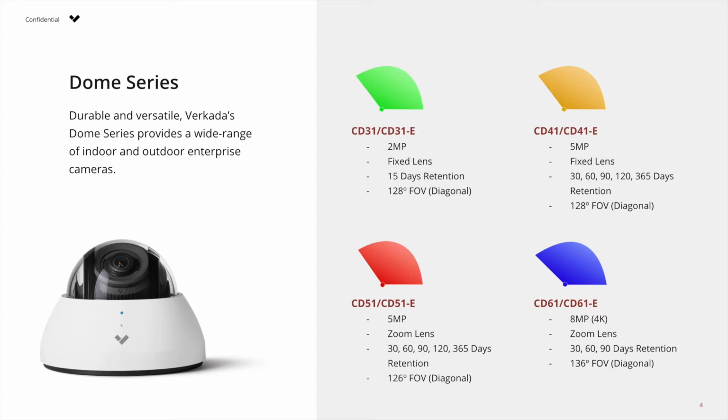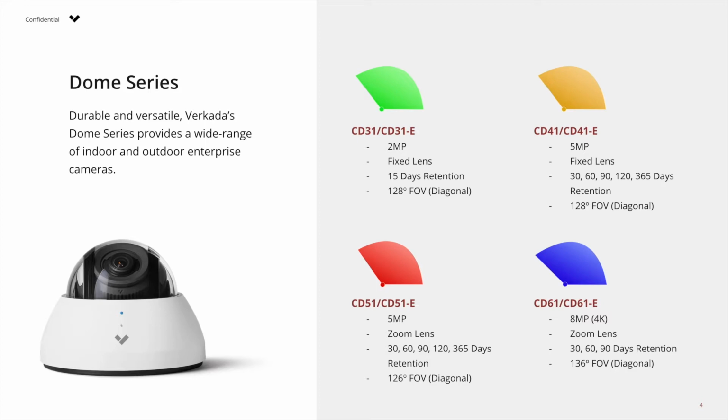And at the entry level, we have the CD31. It's spec'd a little more modestly with a 2 megapixel sensor and 15 days of retention, but it does carry all the same benefits as other cameras in the line. Analytics, alerts, all that is here. Just keep in mind you're not going to get the same quality analytics results with a 2 megapixel sensor as you would with a 5 or 8 megapixel sensor.